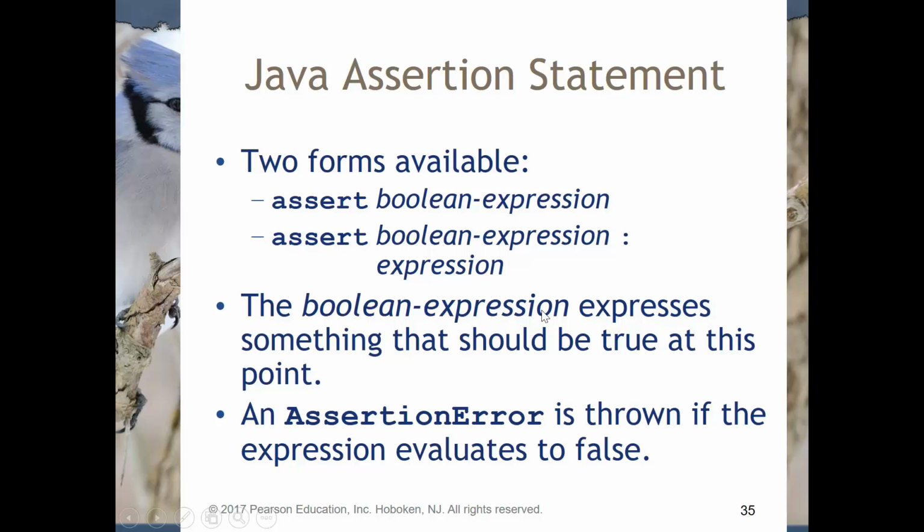The Boolean expression expresses something that should be true at this point. So in other words, right here, the file handle should be attached to something, or some variable should be true right now, things like that. If this doesn't happen, then an assertion error is thrown if the expression evaluates false.